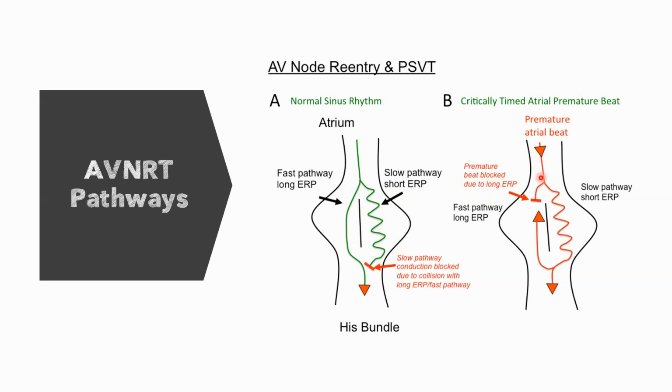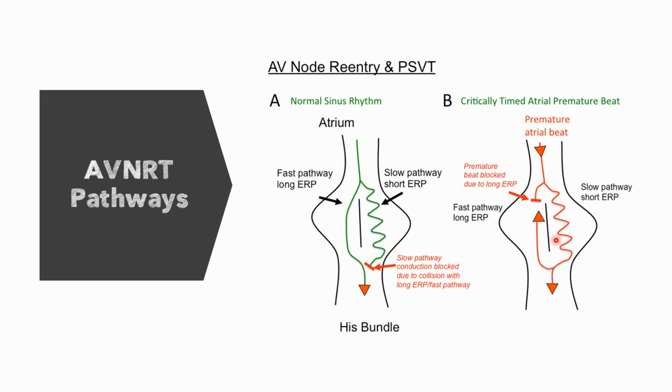premature atrial beat, then it will enter this limb, so the fast pathway will be refractory, so it'll have to go down the slow pathway, and when it does, as soon as it gets to the bottom, it finds this long pathway no longer refractory, or it's completely repolarized. So then it enters into a loop.